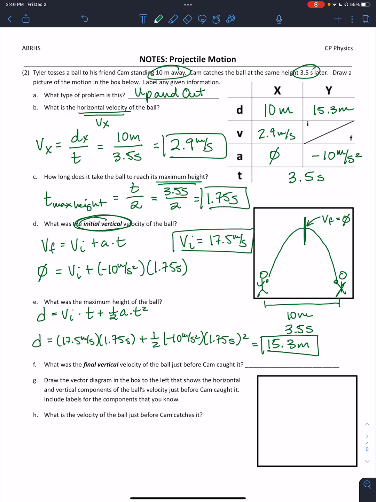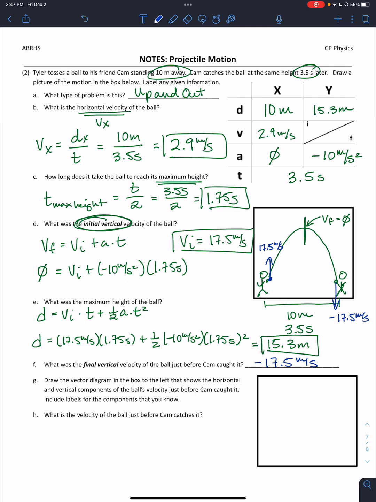Now it wants to know what was the final vertical velocity just before Cam caught it. Remember, we found that the velocity up here was 17.5 meters per second. That's what we did up in part D. Now it's asking, what is the velocity here? Well, remember from our free fall unit, whatever velocity we have initially has to be there at the end. So that's going to be negative 17.5 meters per second. There's not a calculation needed here, just a recognition of what's going on in terms of the motion of the object.